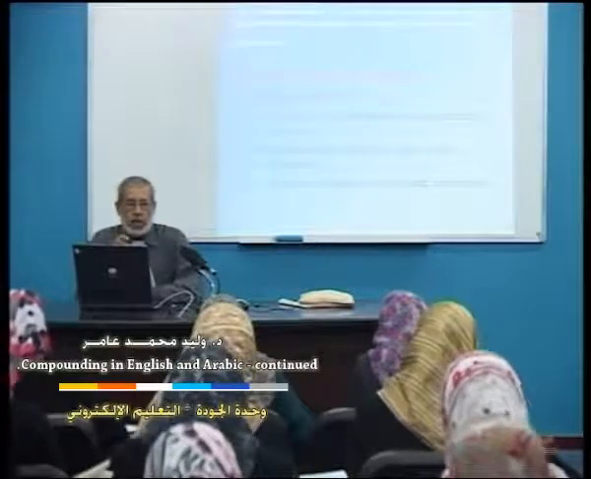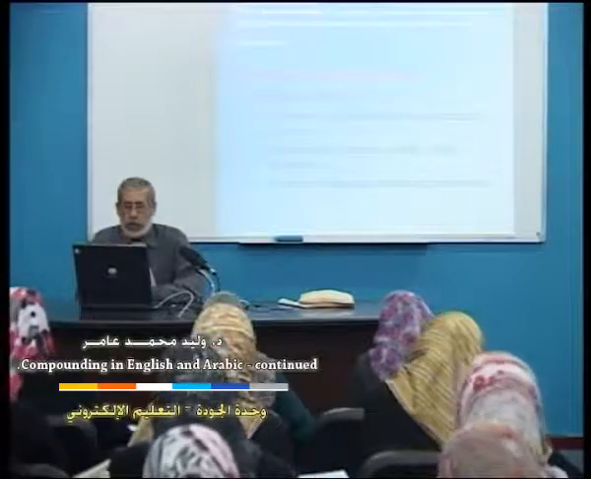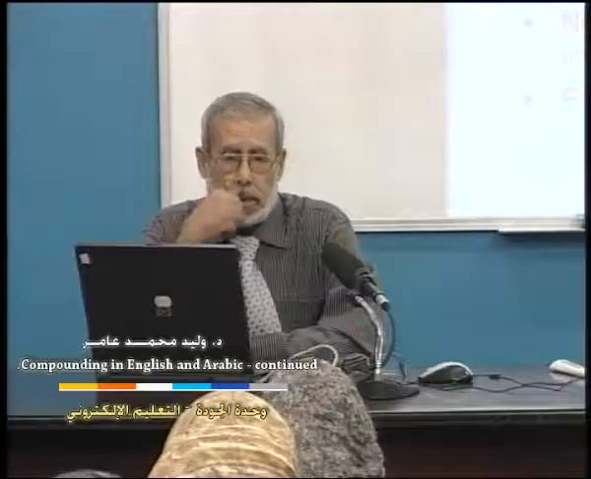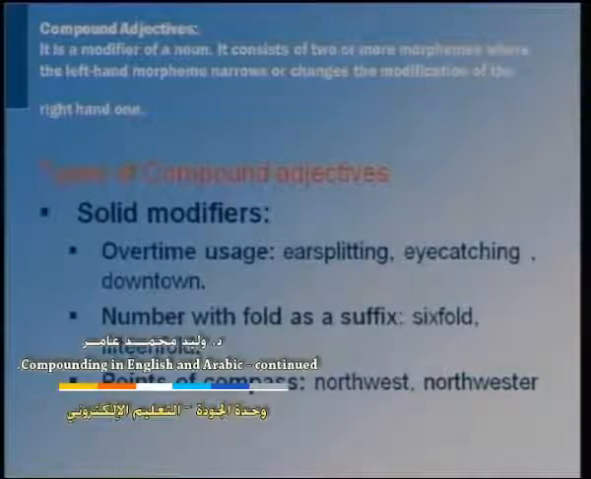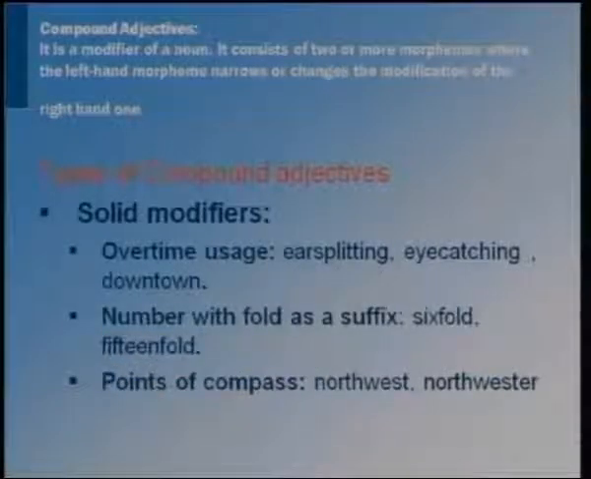Morphologically, we refer to what is called solid compounds, hyphenated compounds, and spaced or open compounds. This is for the morphological side. However, semantically we have only three types. We have endocentric compounds, exocentric compounds, and general compounds. Do we have the same system in Arabic? This is what we are going to see just now.